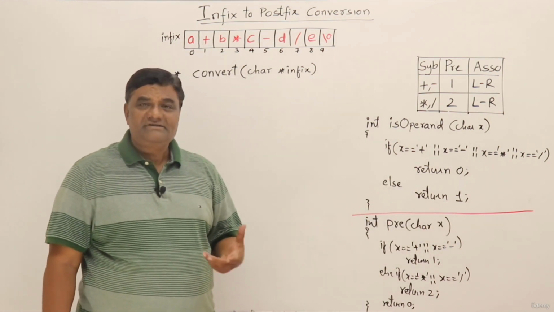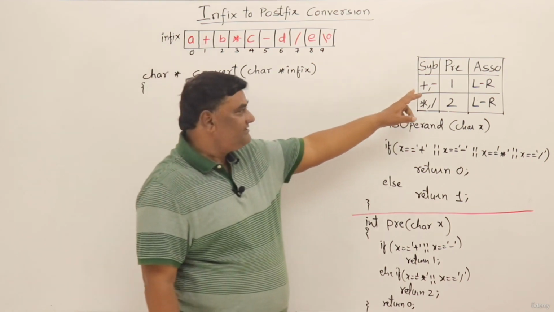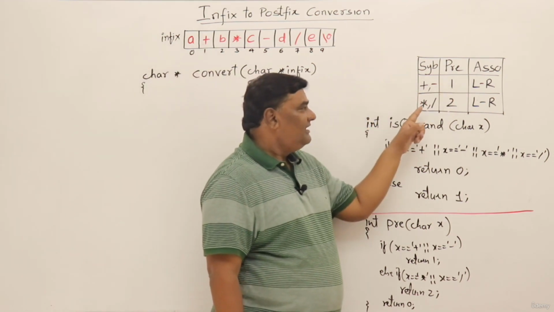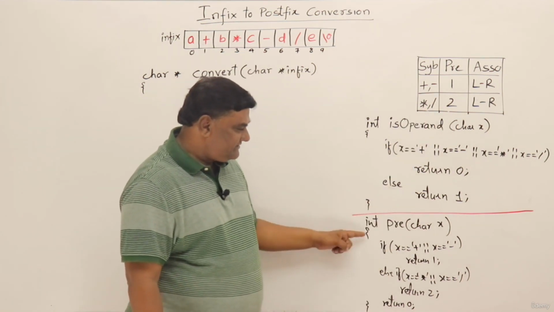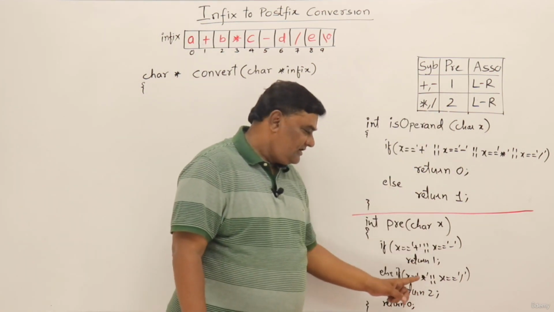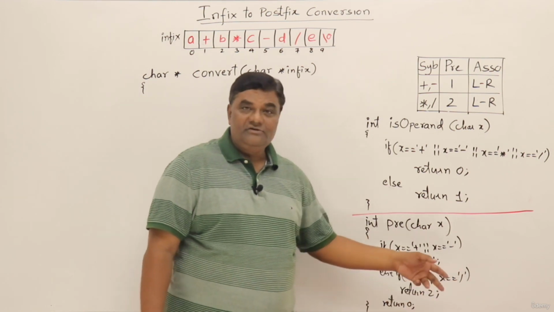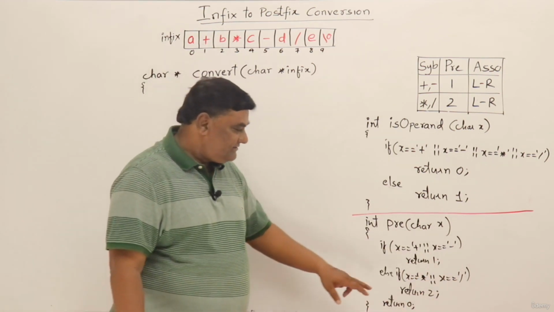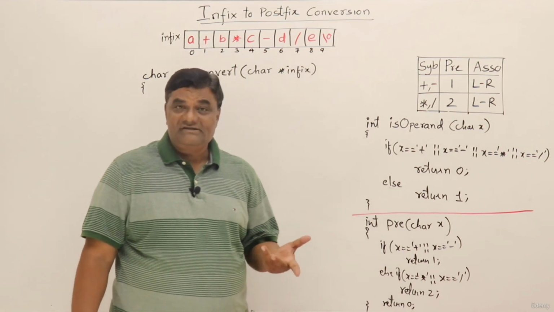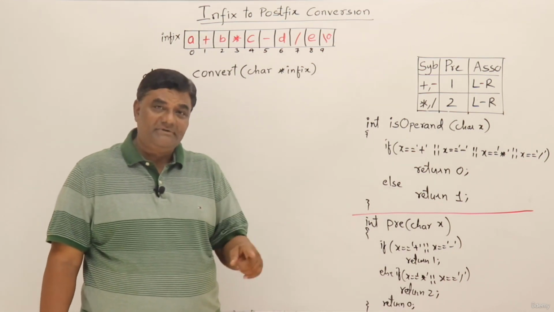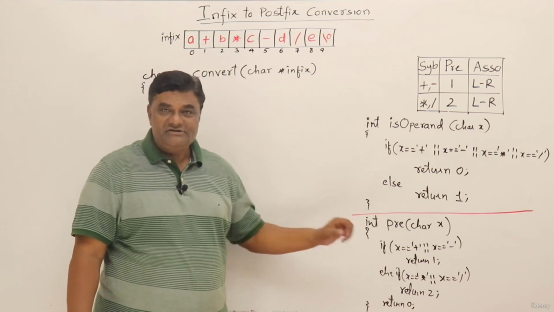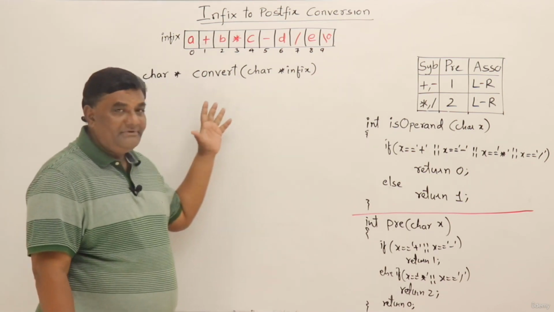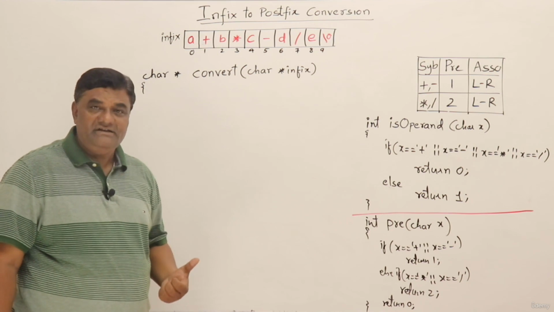The next, we need the precedences also. So if you remember the precedences, plus minus is having 1 and multiplication division is having precedence 2. So I have a function for precedences. For plus minus, return 1. For multiplication and division, return 2. For any other thing, return 0. Any other thing means if the stack is empty, nothing is there, then we should have the precedence 0. So that also I have written. So these two functions I'll be using them. So the code will be very simple and easy to read.